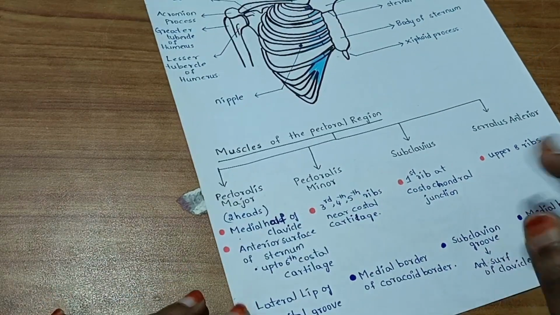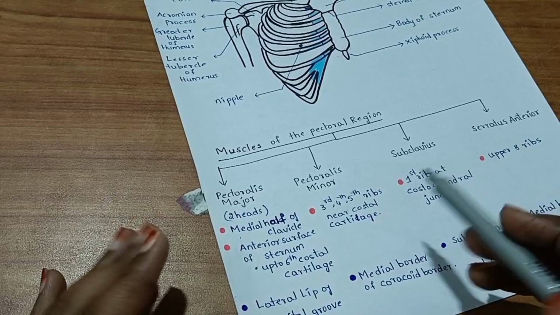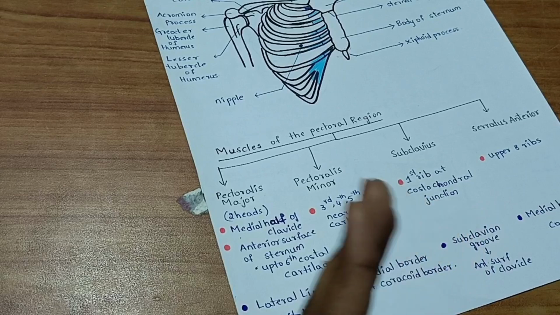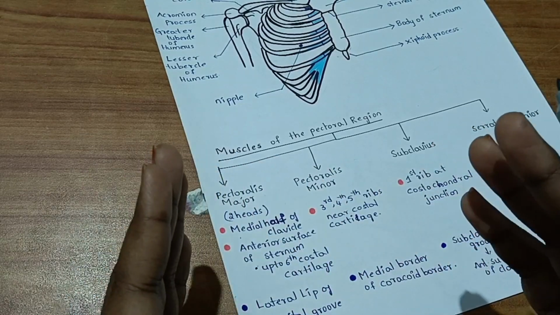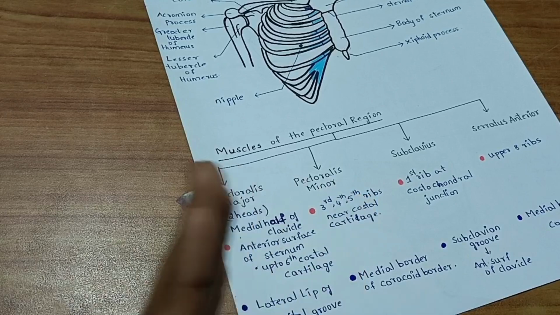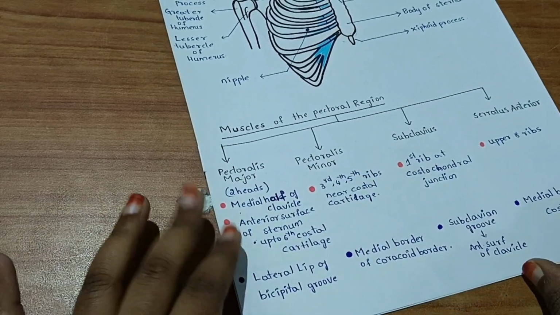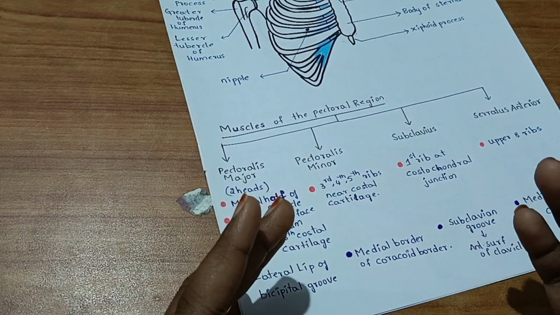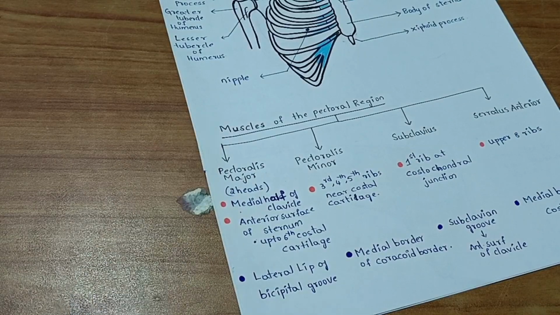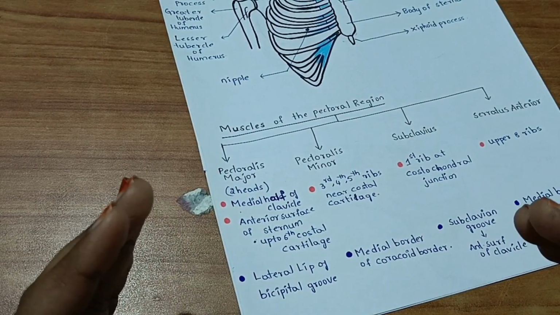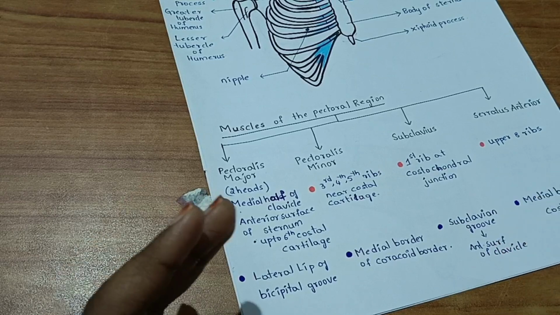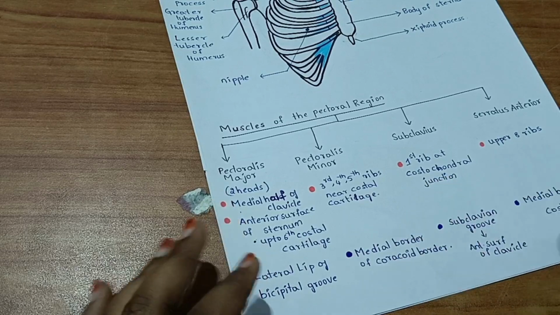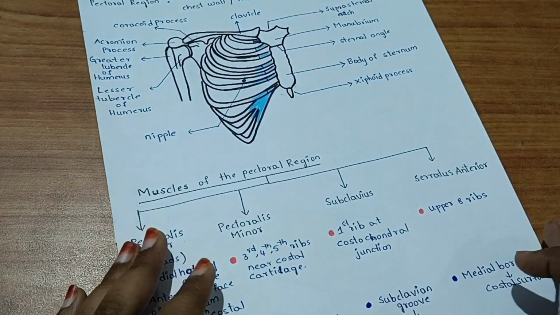Now the pectoralis minor originates from the third, fourth and fifth ribs near the costal cartilage, and it goes and is inserted at the coracoid process of the scapula. Yes, the pectoralis minor from the third, fourth and fifth ribs near the costal cartilage gets inserted at the coracoid process of the scapula.